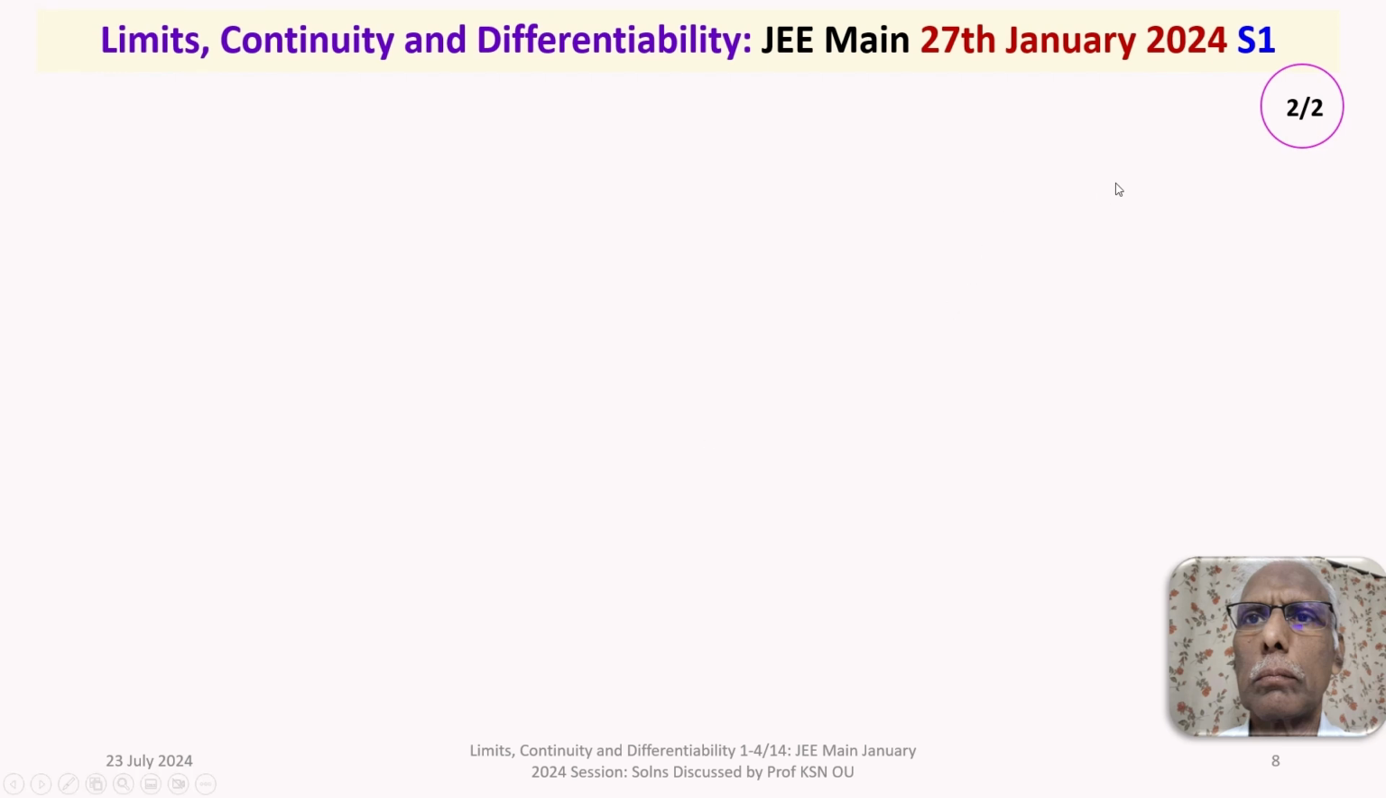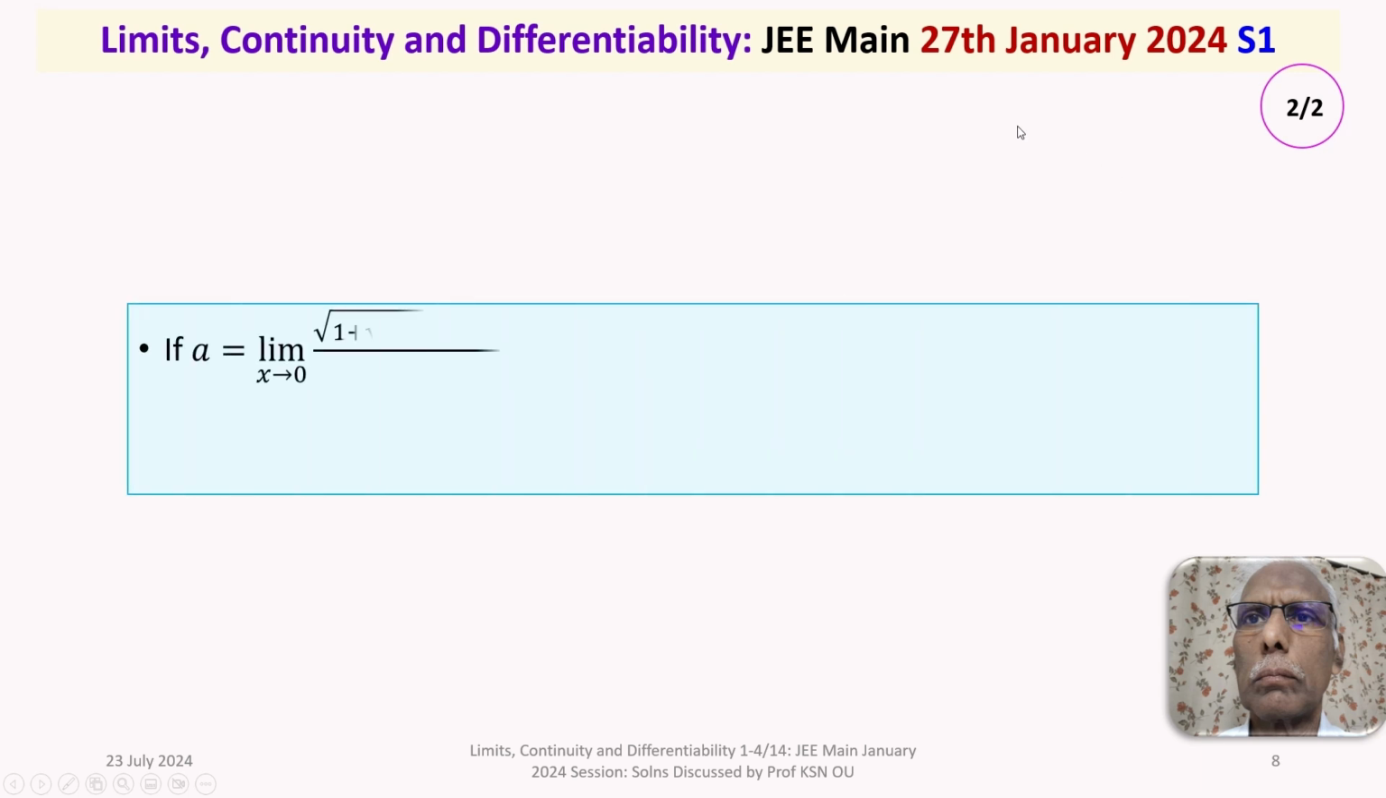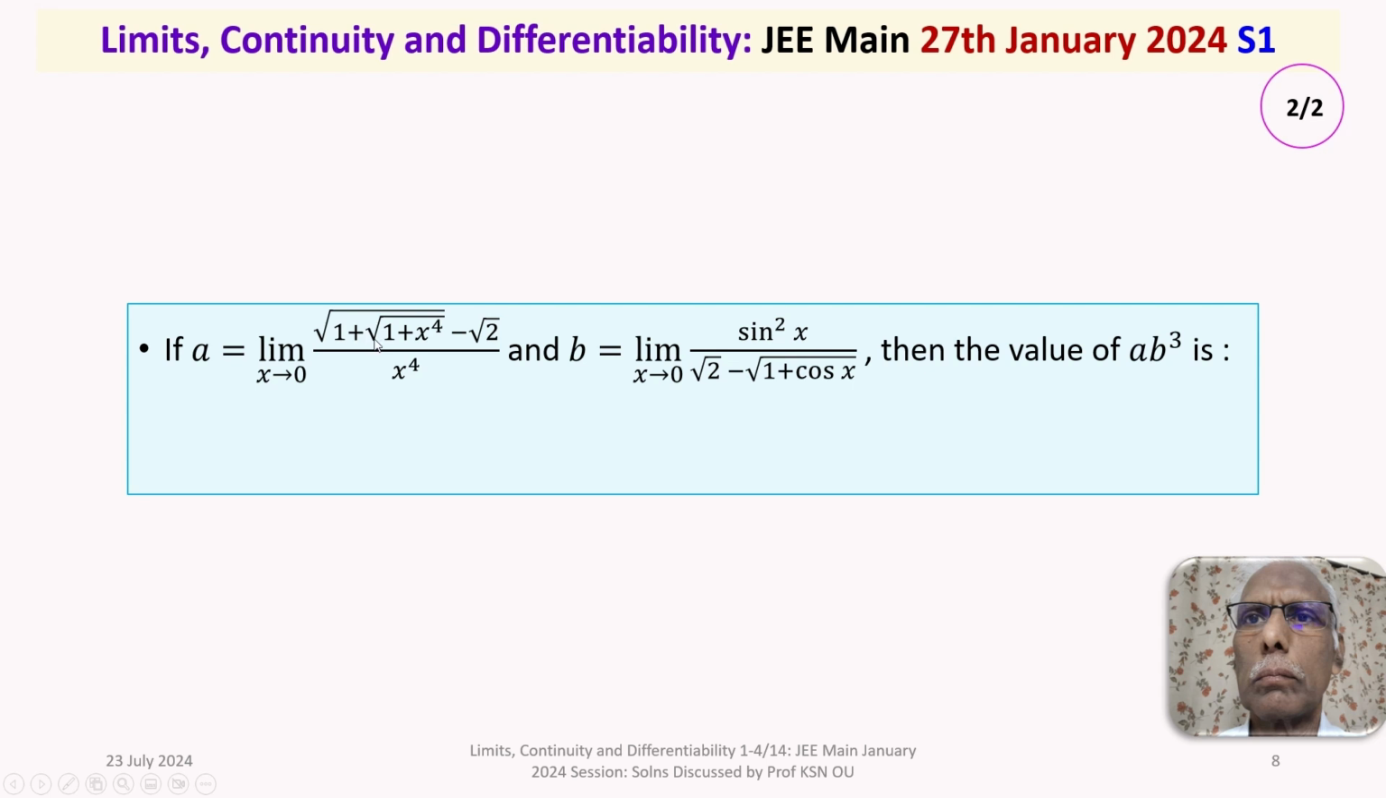Now we go to the next question. The next question is, if A is equal to limit x tends to 0 of under the square root of 1 plus under the square root of 1 plus x to the power of 4 minus root 2, whole by x to the power of 4. B is equal to limit x tends to 0 of sin square x by root 2 minus under the square root of 1 plus cos x. Then the value of A B cube is, we are given 4 options.